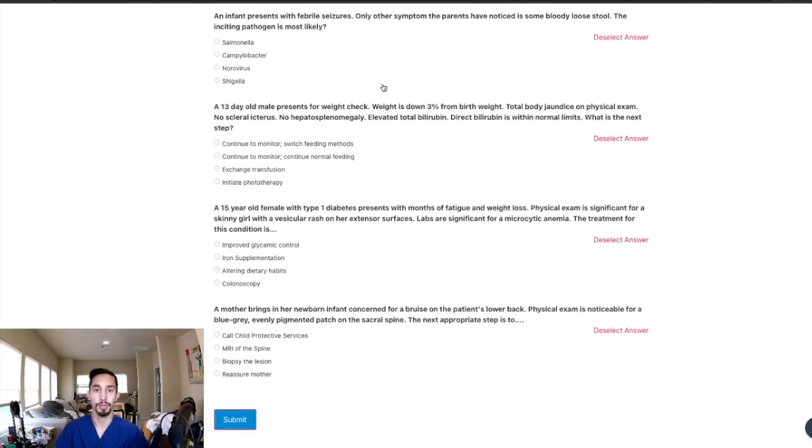All right, next question. An infant presents with febrile seizures. The only other symptom that the parents have noticed is some bloody loose stool. What is the inciting pathogen?